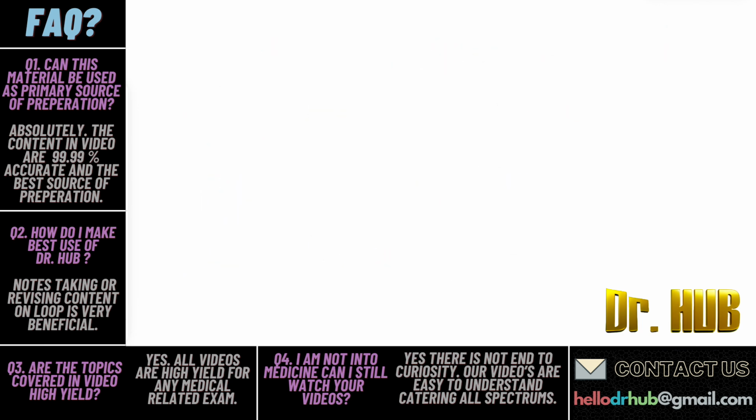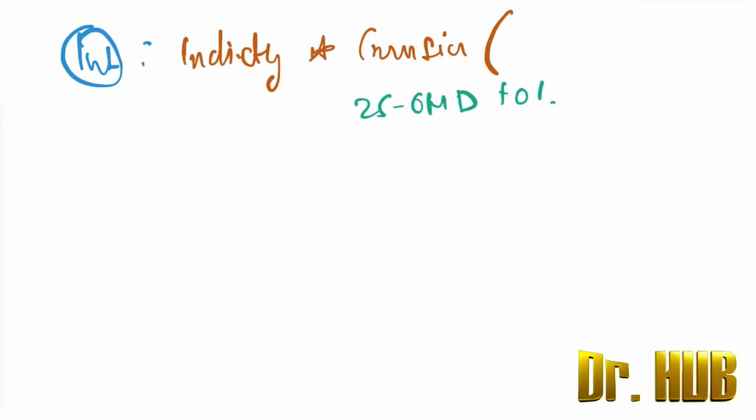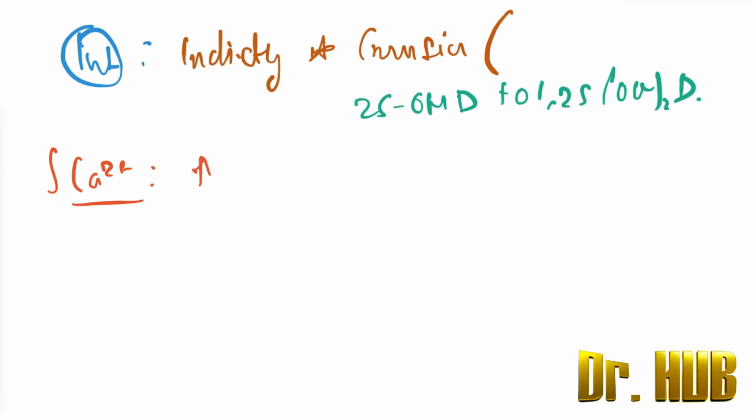And next is the effect on the intestine. In terms of the intestine, it indirectly stimulates the conversion of 25-OH-D to 1,25-(OH)2-D. So how is the serum calcium? The serum calcium is increased and the serum phosphate is decreased. This is in terms of the parathyroid hormone.